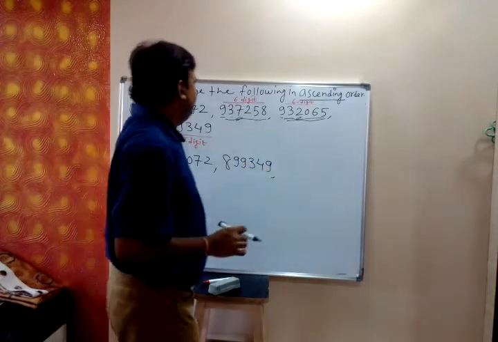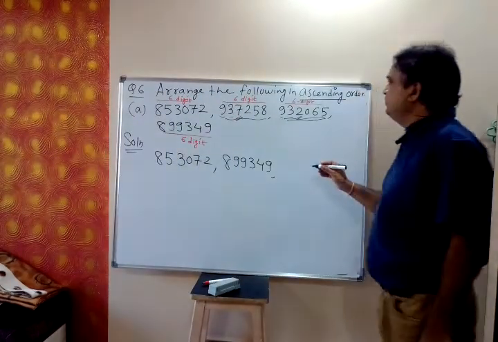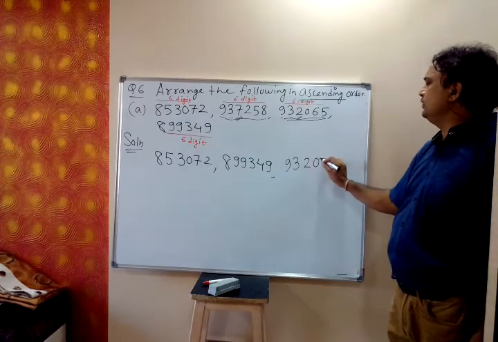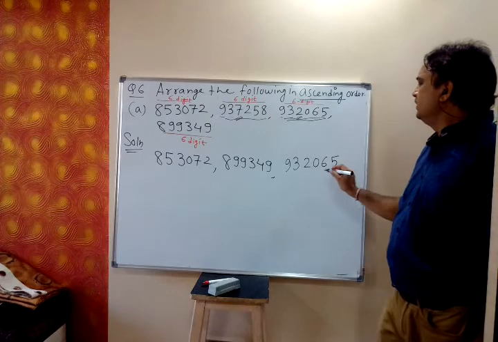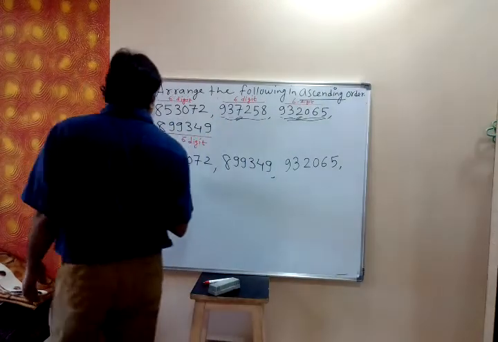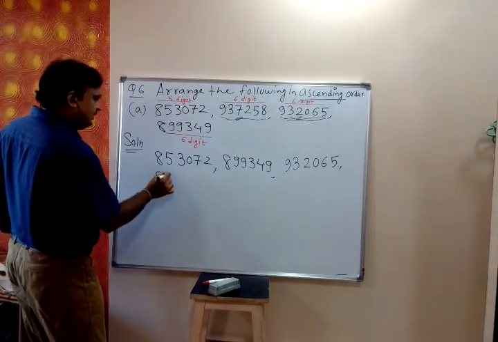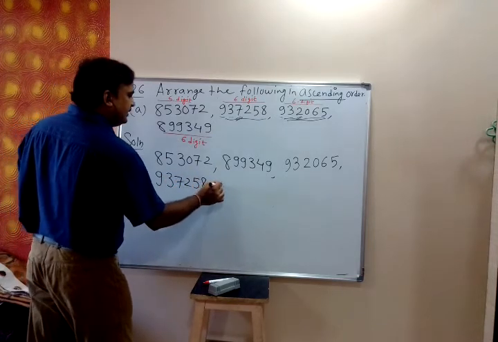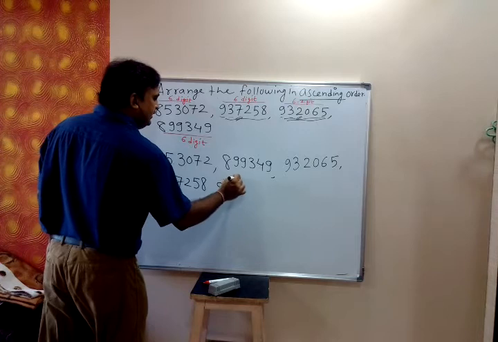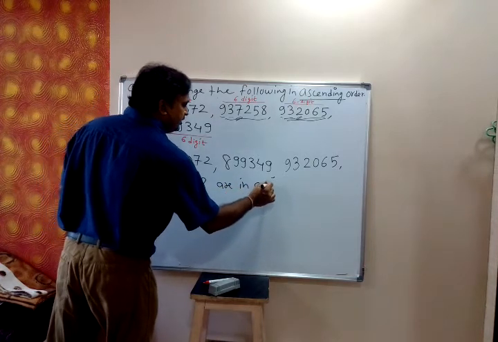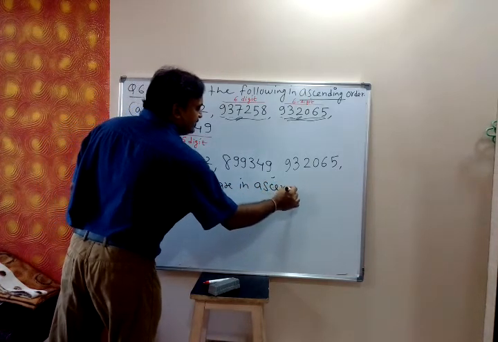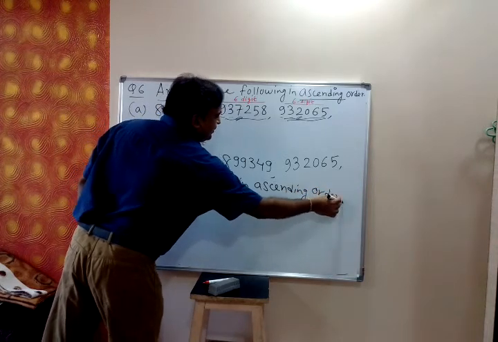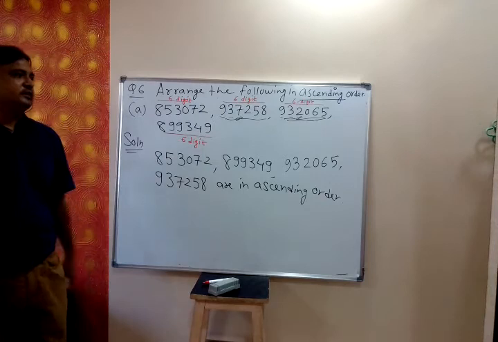Then after this, 932065. Then 937258. These numbers are in ascending order, smaller to bigger.